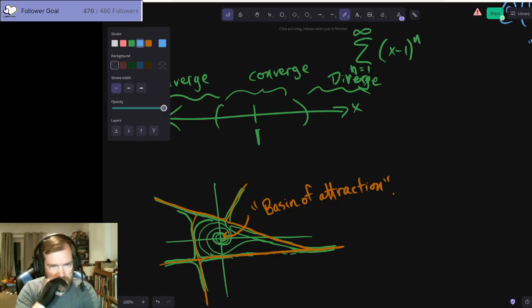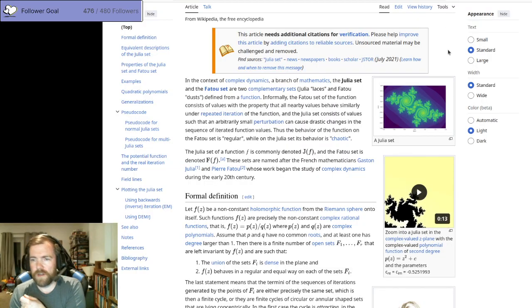Alright, if I just type in Julia set, z squared plus c, there we go. So if we bump this over here. Sorry to everybody, I just blinded.